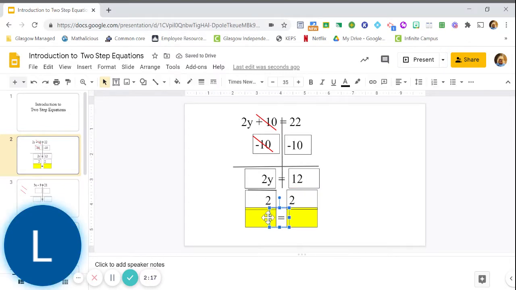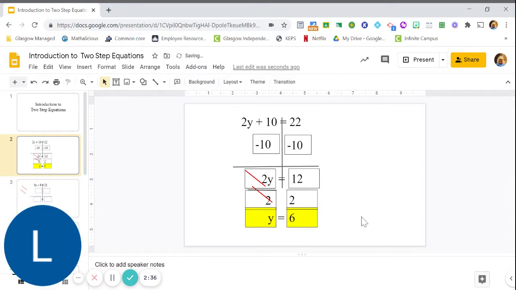And so that will leave me here with y by itself. Because again, these two 2's will cancel each other out. And then over here, 12 divided by 2 is 6. So my answer is y equals 6.